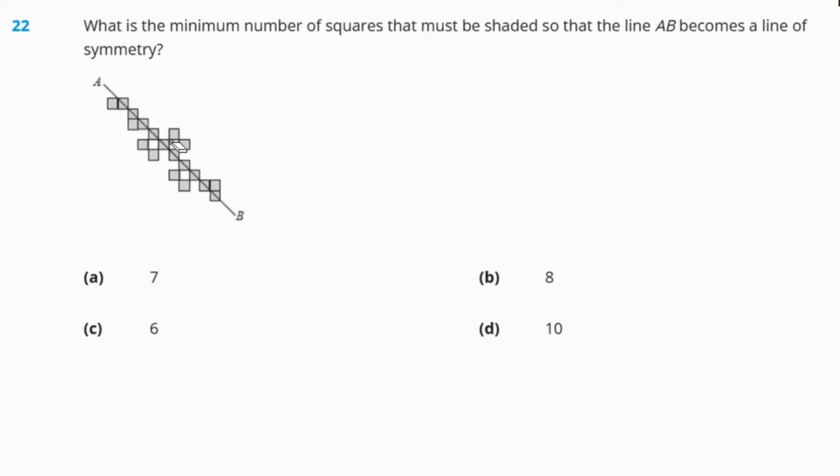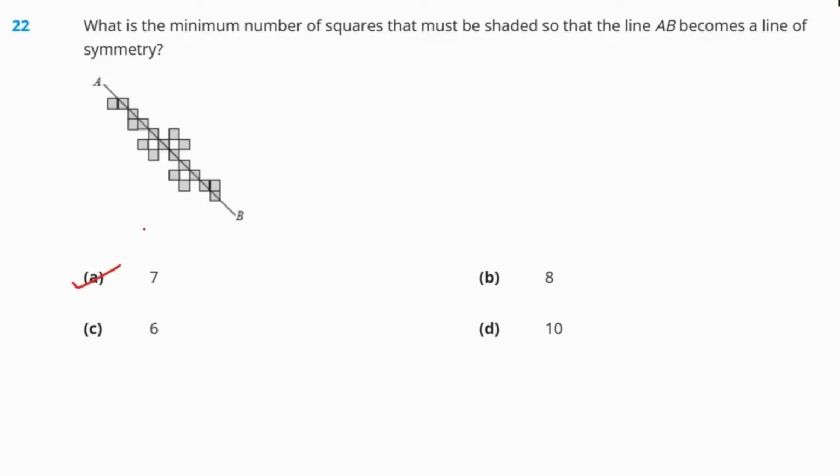1, 2, 3, 4, 5, 6, 7, 8. There are 8 here, and here there are more than 8. So to make AB a line of symmetry, at least 7 squares must be shaded so that both sides match and AB becomes the line of symmetry. So the correct option is A, that is 7. The minimum number of squares that we shade is 7.